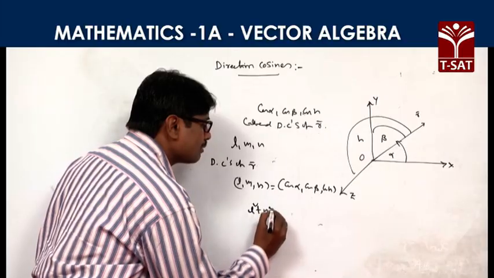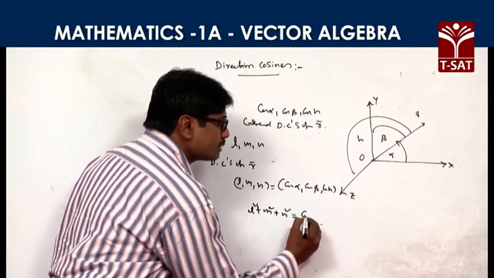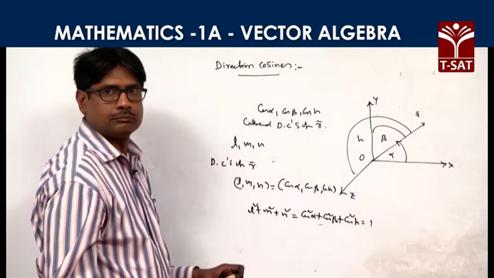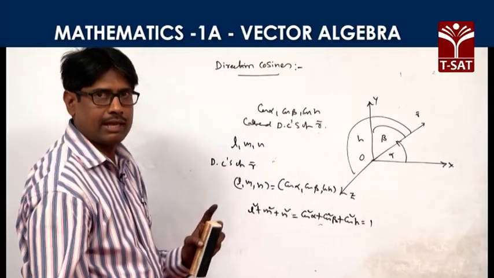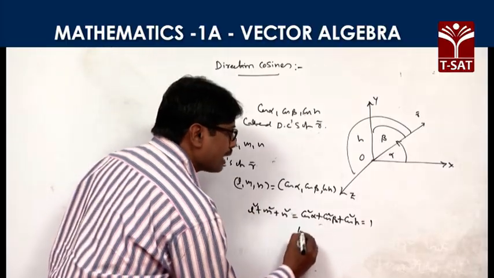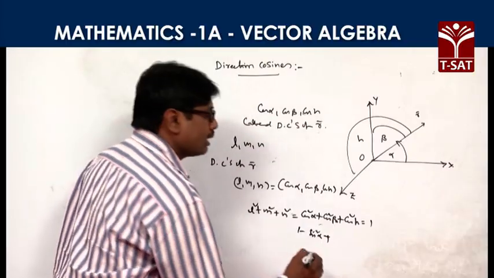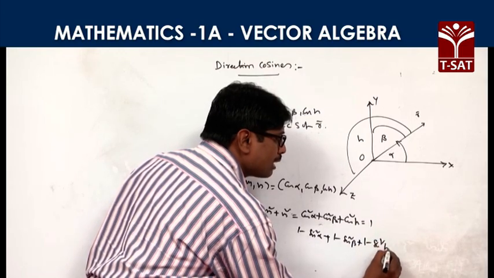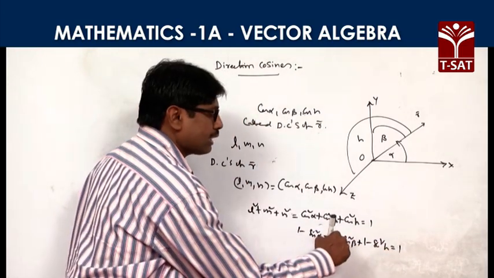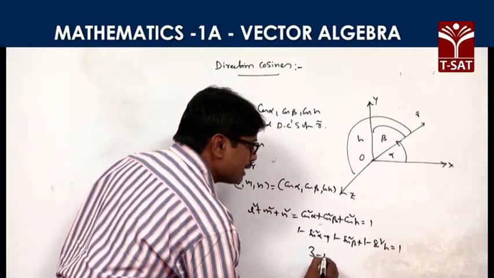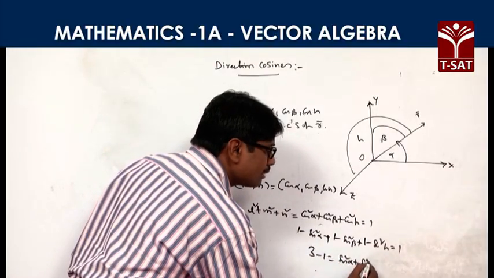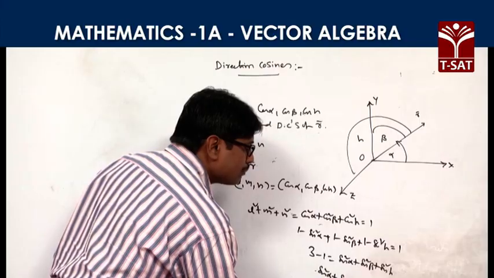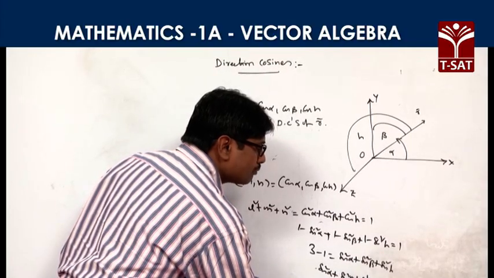If L, M, N are the direction cosines of the r bar vector, then they satisfy one property, that is L square plus M square plus N square is equal to cos square alpha plus cos square beta plus cos square gamma, which is equal to 1. If we change it into sines of the angles, cos square alpha can be written as 1 minus sin square alpha, cos square beta as 1 minus sin square beta, and cos square gamma as 1 minus sin square gamma, equal to 1. Taking the sines of the angles to the right side, it will be 3 minus 1 is equal to sin square alpha plus sin square beta plus sin square gamma. So the result is sin square alpha plus sin square beta plus sin square gamma is equal to 2.